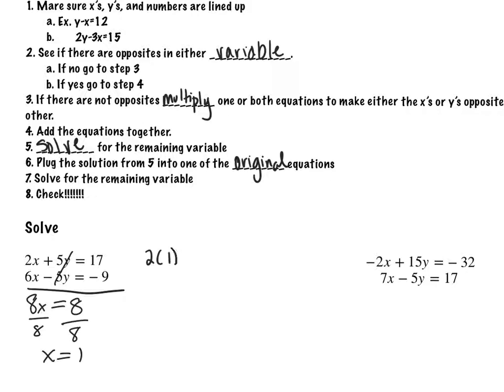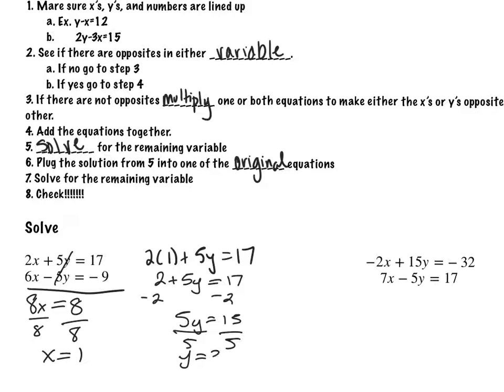So say 2 times, now I know x is 1, plus 5y equals 17. So 2 plus 5y equals 17. My first step in solving this is to do what? Subtract 2. 5y equals 15. Divide by 5. y equals 3. So then you want to write it as (1, 3). All right, so there's your solution.